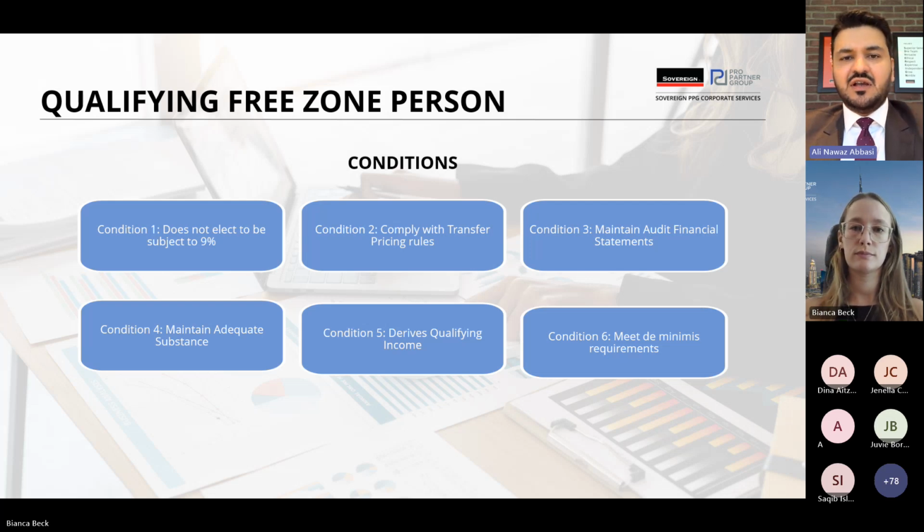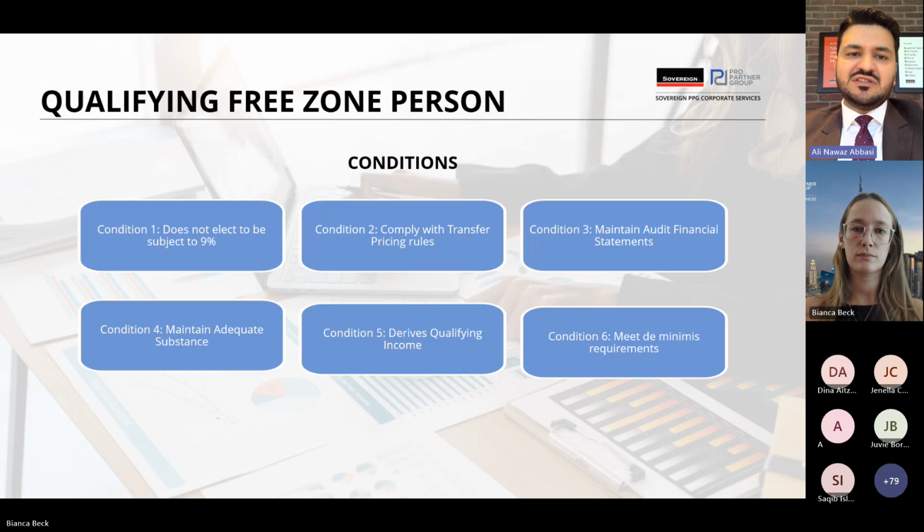The first condition is that the company does not elect to be subject to tax at 9%. This may seem strange, but some companies who know that they won't satisfy the conditions will elect to be subject to 9% corporate tax so they can avail different reliefs. For example, if the revenue is less than 3 million and they know that they won't be able to justify substance or any other conditions, they'll elect for 9% corporate tax and just claim small business relief and don't pay any tax.